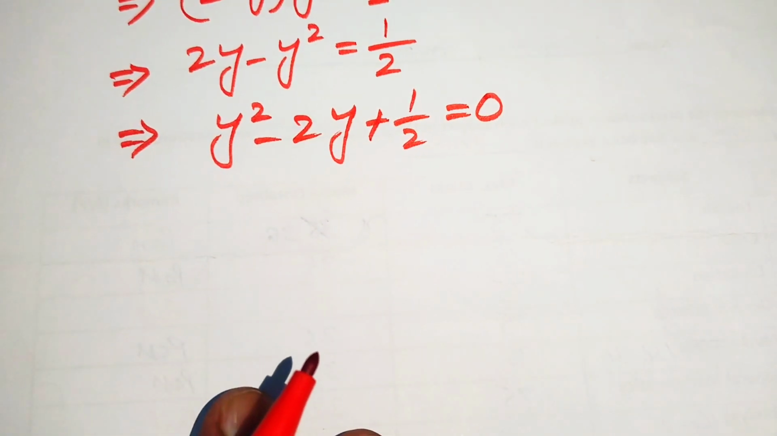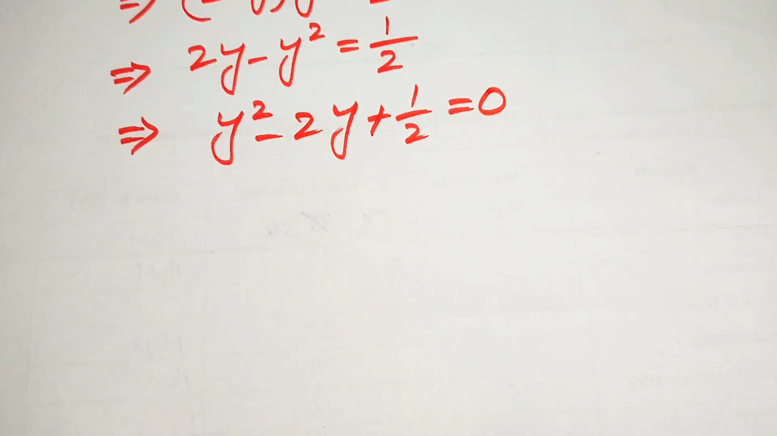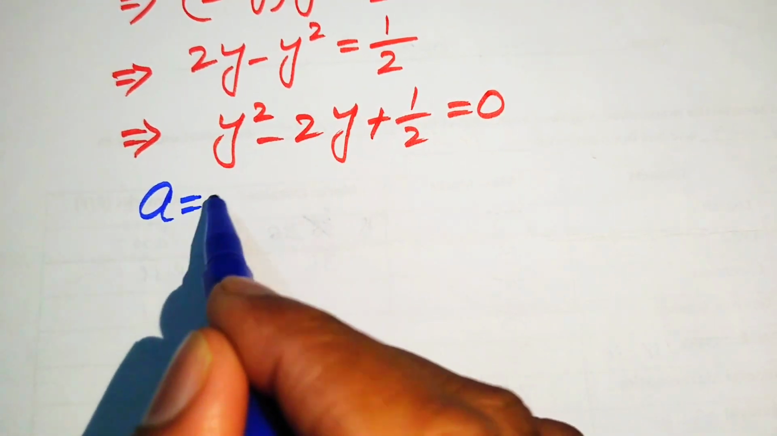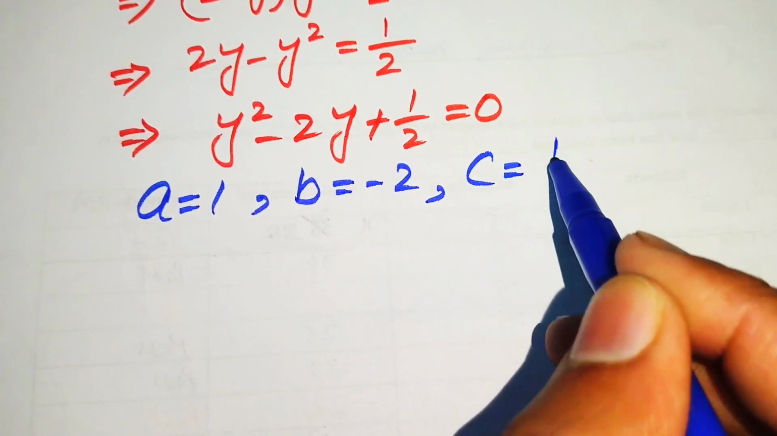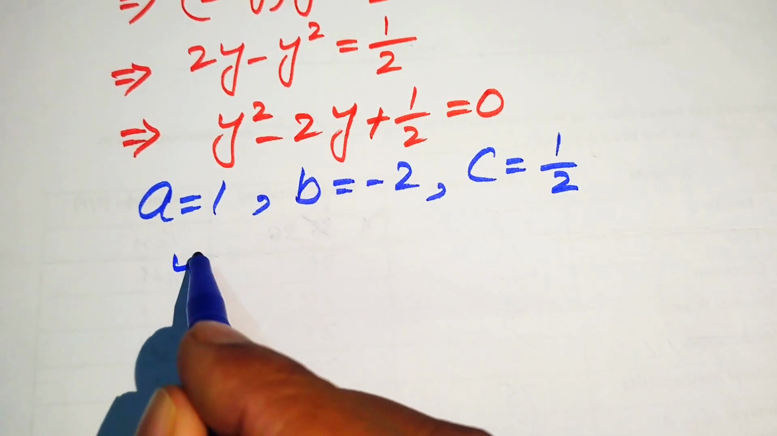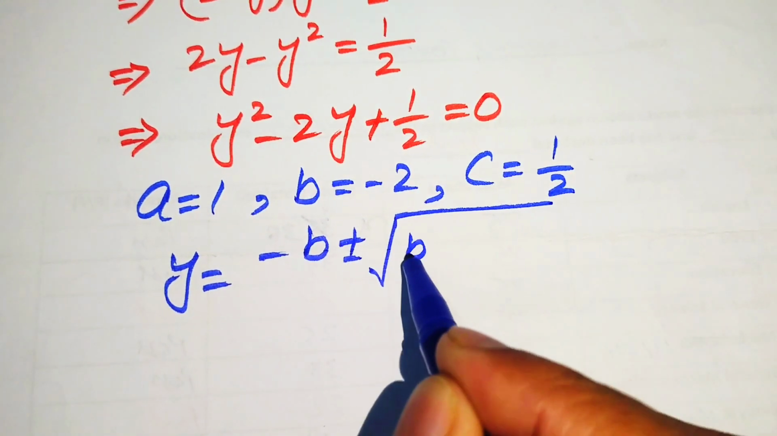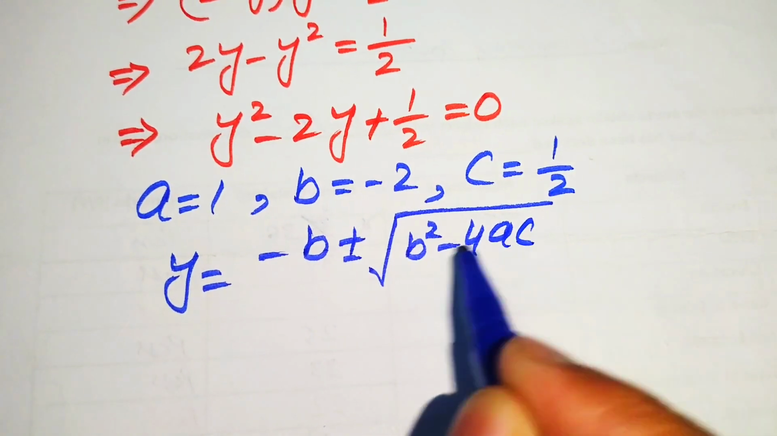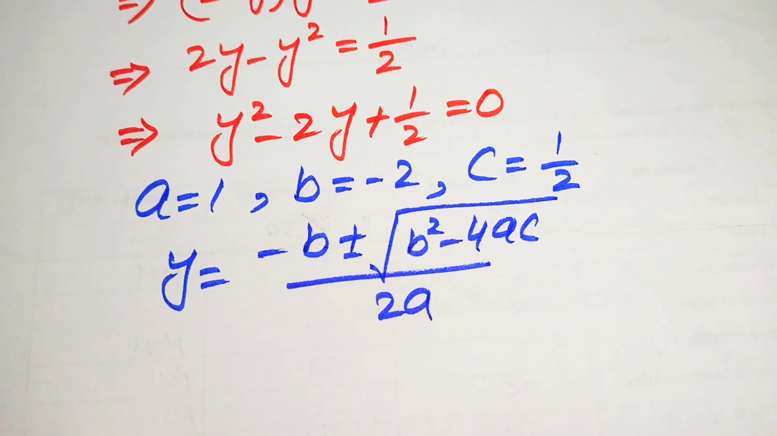And now in the next step you see here this is quadratic in y variable, so here we need to use the quadratic formula in order to solve this equation. So first we write the coefficients of this equation: a equals 1, b equals minus 2, and c equals 1 over 2. And our quadratic formula is stated as minus b plus minus square root of b squared minus 4ac, divided by 2a. This is our nice quadratic formula.